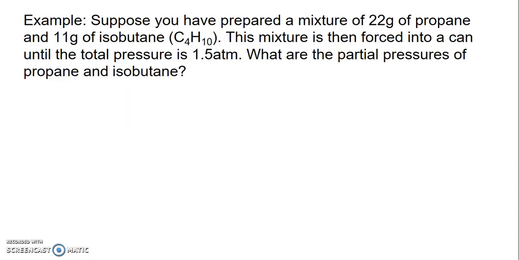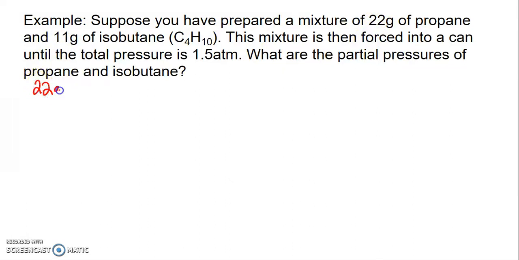Okay, I'm going to do one more question. It's pretty similar, but just so you can see another example. Suppose you have prepared a mixture of 22 grams of propane and 11 grams of isobutane. This mixture is then forced into a can until the total pressure is 1.5 atmospheres. What are the partial pressures of propane and isobutane? I'm going to first take my grams and convert them to moles because I know I'm going to have to use the mole fraction equation at some point.